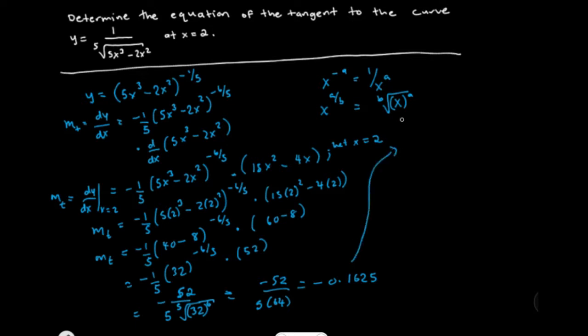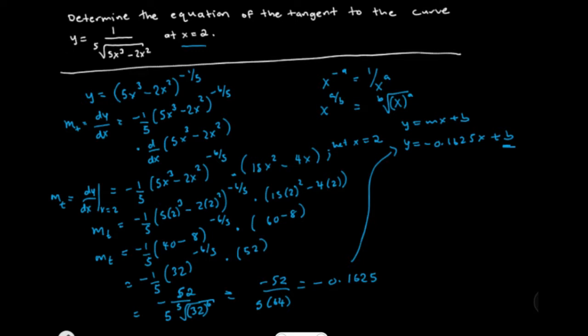Now, using the slope of the tangent, we're going to plug this into our equation. Because the tangent is a line, we can use the equation y equals mx plus b. So y is equal to negative 0.1625x plus b. You also need to substitute a point to solve for b, which is also known as the y-intercept. To find the point, we know that x is equal to 2. Let's find its y equivalent.